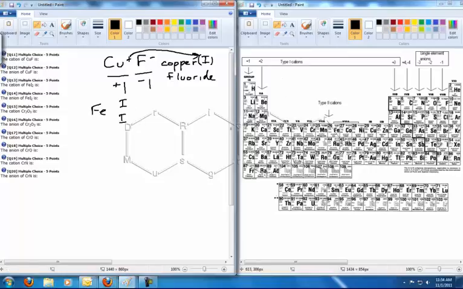So we see I is in group 7, that means there's a -1 and a -1, that means the total negative charge is -2. Total positive charge is going to be +2, these have to match, which means that iron is going to have a +2 charge. So the name of this one is going to be iron 2 iodide.